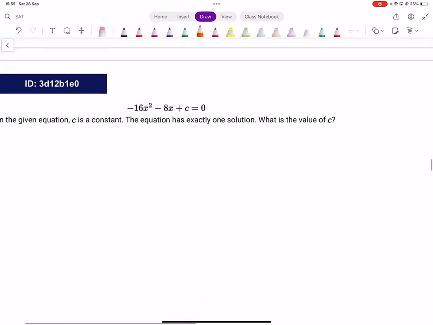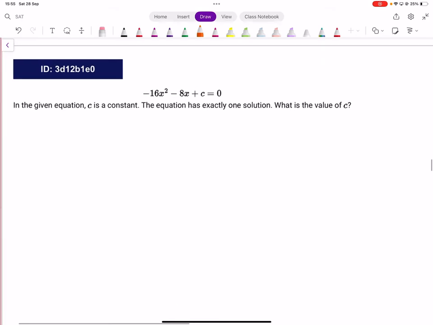Question number 12. In the given equation, c is a constant. The equation has exactly one solution. What's the value of c? You can do this, right? One solution, exactly one solution.